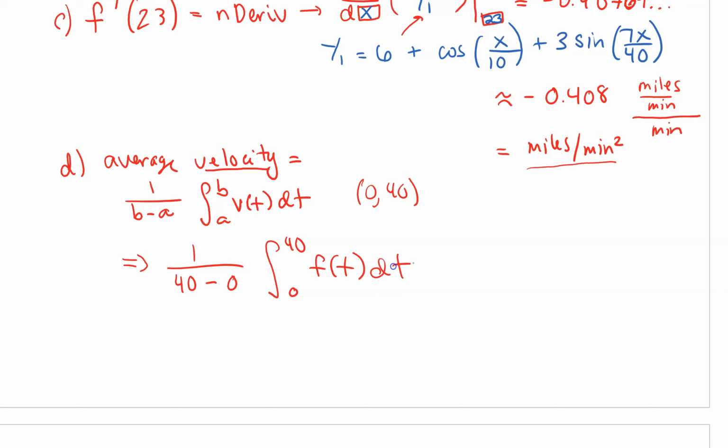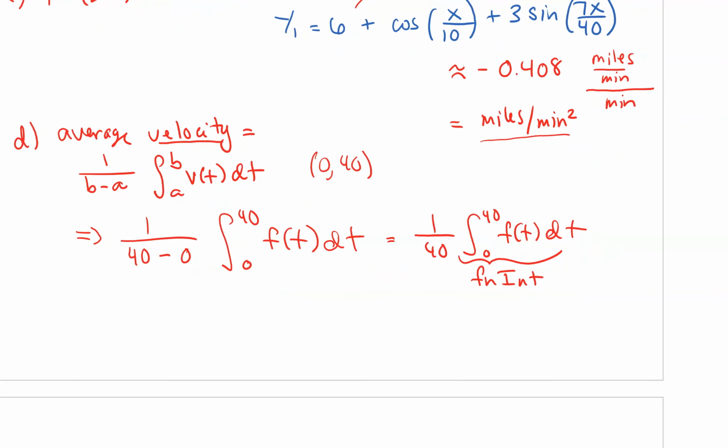F of t dt, based on the name they gave it in part C, or 1 over 40 integral 0 to 40 of f of t dt. So I'm going to use the FNINT feature in my calculator to evaluate the integral. And when I do that, it basically looks just like this.